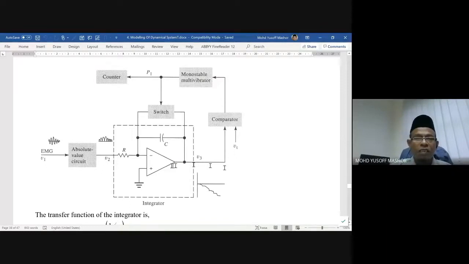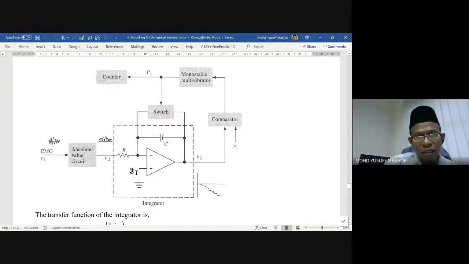This is the circuit, how we're going to count that EMG signal. We measure the EMG signal, and then we put it into an absolute circuit. The absolute circuit is nothing, just to invert the negative into positive so that everything becomes positive, so that we can integrate later on.